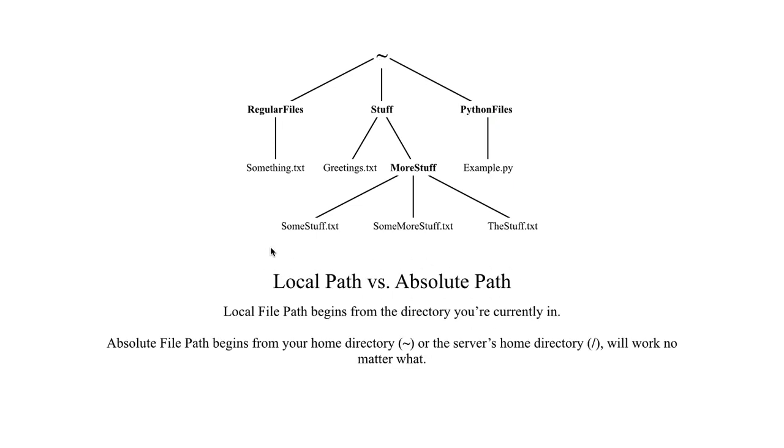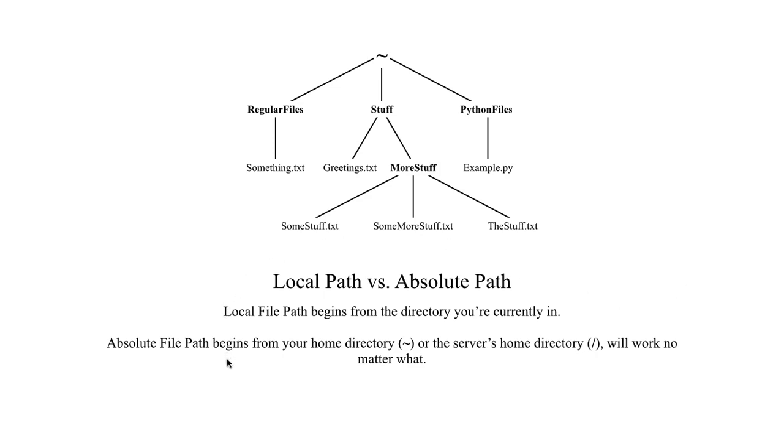Just to define some of the terminology here, the local file path begins from the directory that you're currently in. In the previous segment, we demonstrated how we can navigate from one directory to another. That's what we mean by the directory you're currently in. So whatever directory you cd'd into, or used the cd command on, you can think of that as your starting location for a local file path. We'll look at an example of how exactly that works.